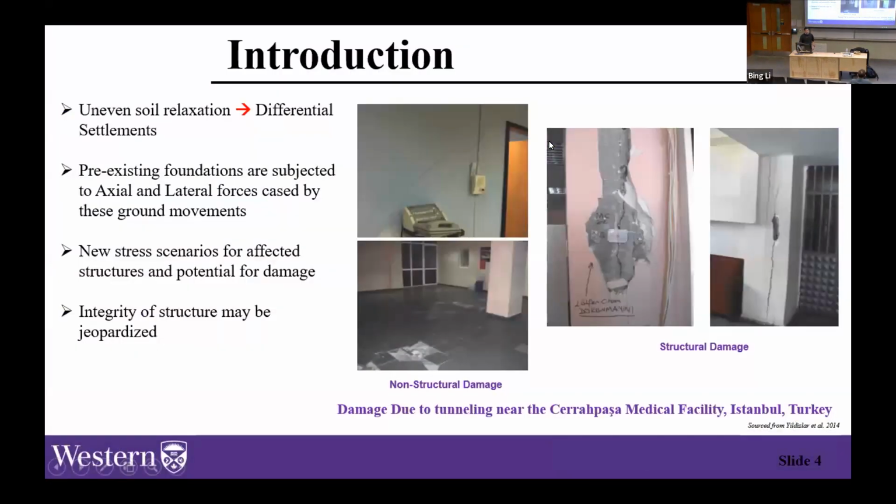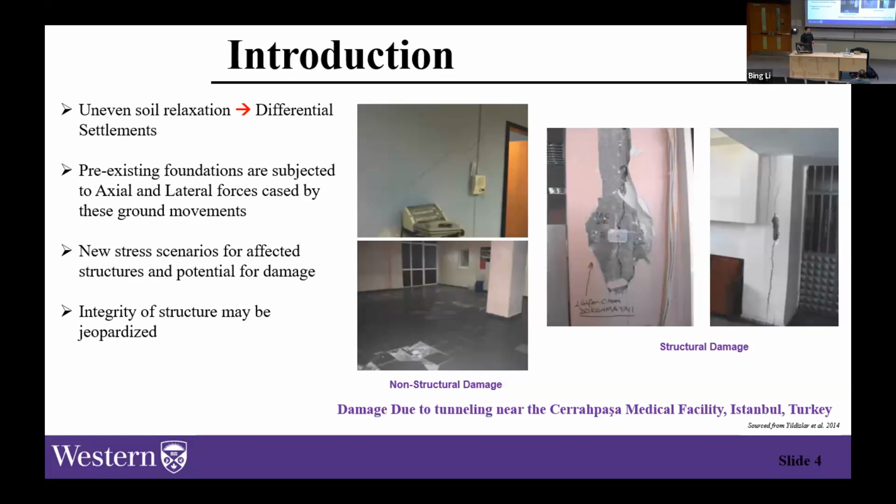So, differential settlements could be caused by various factors, including vibration, liquefaction, for example, or consolidation, or even a nearby excavation. Like over here, for example, you can see this column got major vertical cracks due to nearby tunneling activity in Istanbul. And so this differential settlement basically imposes a new stress scenario on the pre-existing foundations in the area. So you'd be experiencing new axial and lateral forces, which were not accounted for in the design procedure, right?